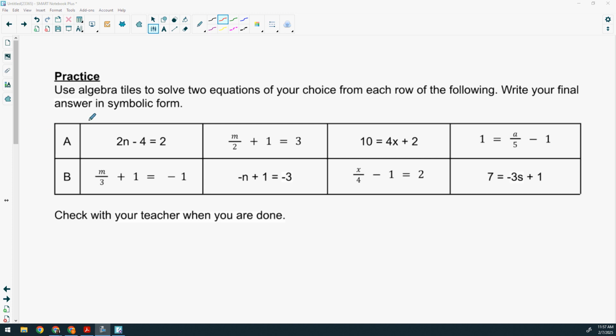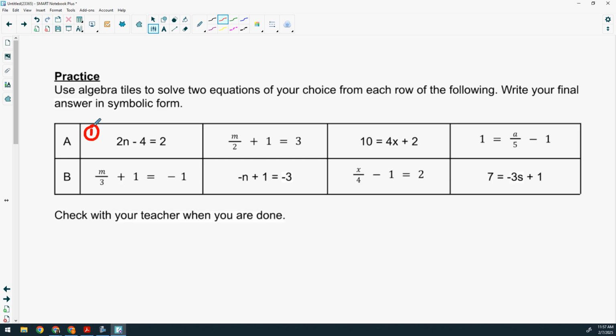This short video is going to be a quick review of how to use algebra tiles to express an equation or an expression. So the example that I'm going to use is this first example right here.